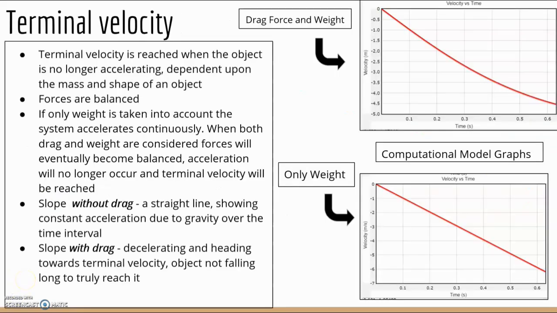Determining which computational model reaches terminal velocity can be done by looking at the velocity-time graphs. Looking at the model without drag force, the system accelerates continuously with a constant acceleration, as there is nothing to balance the weight of the system. The model with drag force has a slope that is decelerating and heading towards a constant velocity. In either case, terminal velocity is not actually reached, as the system does not fall long enough. But if the model with drag force were to fall for a longer time period, the terminal velocity would eventually be reached.